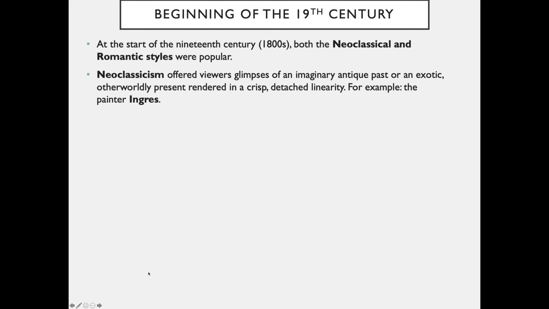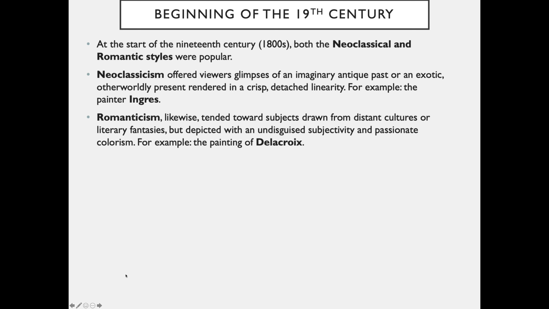Neoclassicism offered viewers glimpses of an imaginary antique past or an exotic otherworldly present rendered in crisp, detached linearity. And we looked at the work of the painter Ingres as an example of this. Romanticism, likewise, tended towards subjects drawn from distant cultures or literary fantasies, but depicted with an undisguised subjectivity and passionate colorism. So again, for example, you could look at the painting of Delacroix.